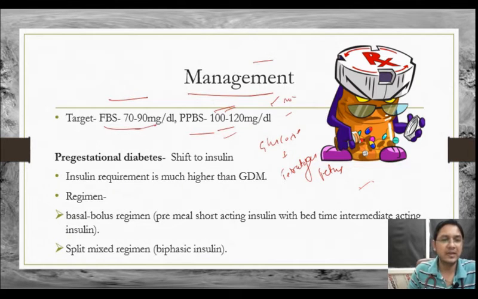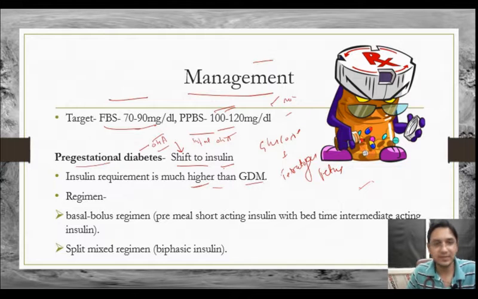Now we come to pre-gestational diabetes. The patient is already diabetic and conceives later, and is taking some oral hypoglycemic agents. We will ask the patient to stop all OHAs and shift her to insulin. If the patient is already diabetic, her beta cell function is already compromised, so the requirement of insulin is higher. It is usually higher than in gestational diabetes.